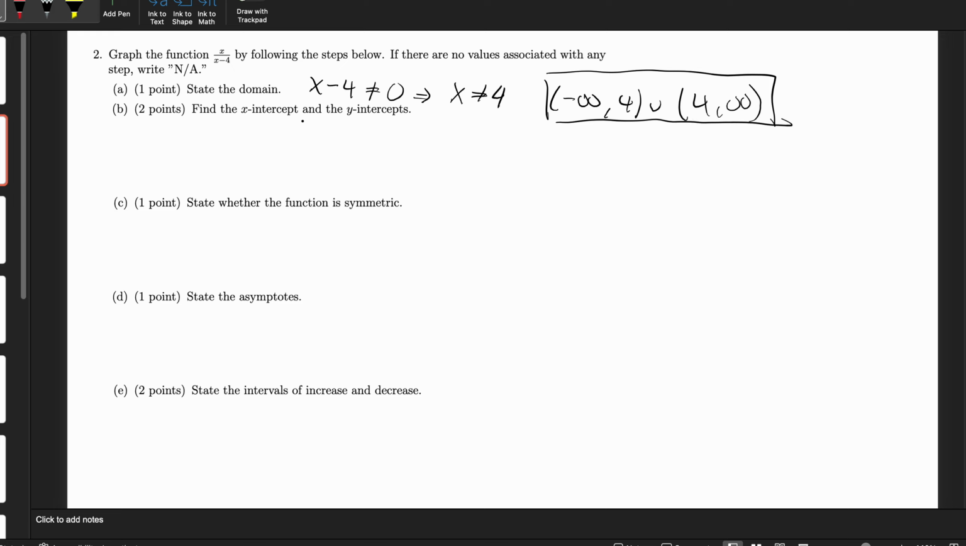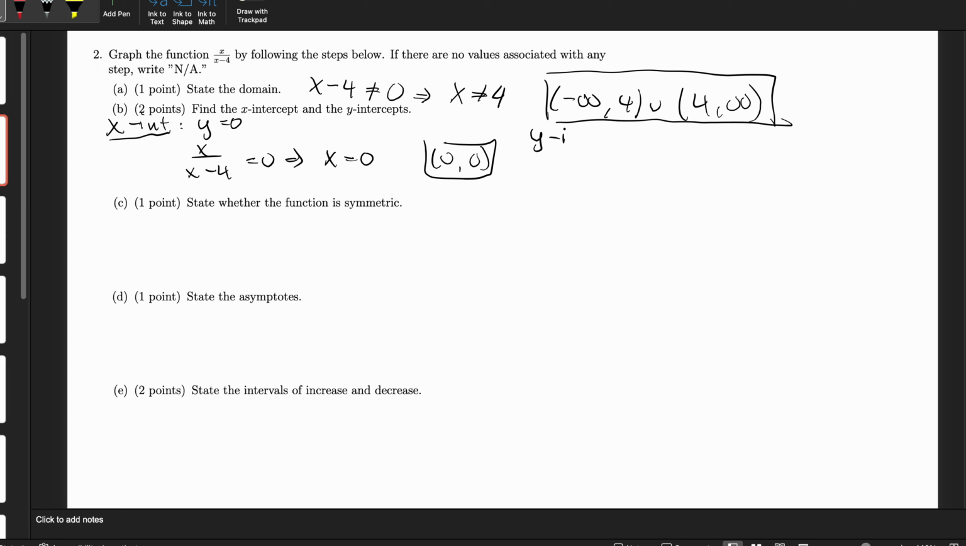Find the x and y intercepts. The x and y intercepts. So for the x-intercept, that's when y is equal to 0. And that tells me, okay, so if y is equal to 0, that tells me x over x minus 4 equals 0. That tells me x equals 0. So 0, 0 is the x-intercept.